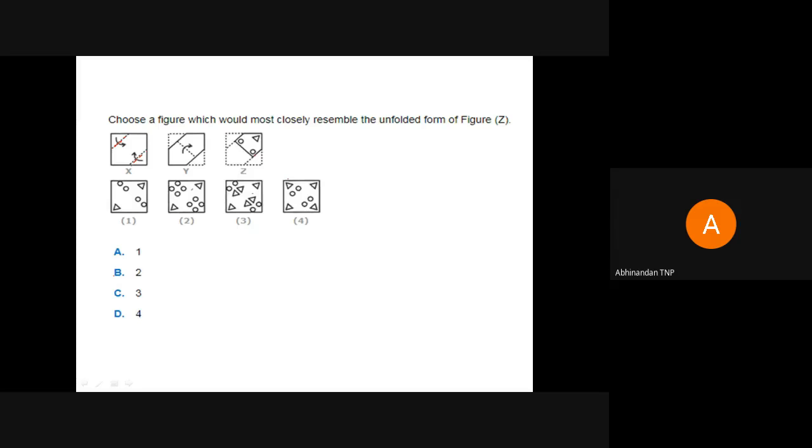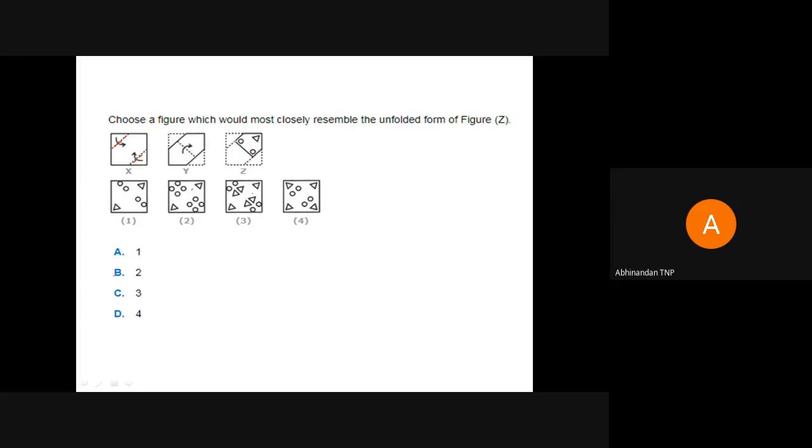Go for next. Okay. Choose a figure which would most closely resemble the unfolded form of the figure. That again is the same thing. The manner in which we have folded it, in the same manner you can unfold it, right? So how do you unfold it? This is the triangle we are folding. This is the triangle we are folding. Then again we are folding it. The folding is shown by dotted line, and the cutting is shown by solid line. And then we are marking the circle over here. This is the circle, and then here we have the triangle.